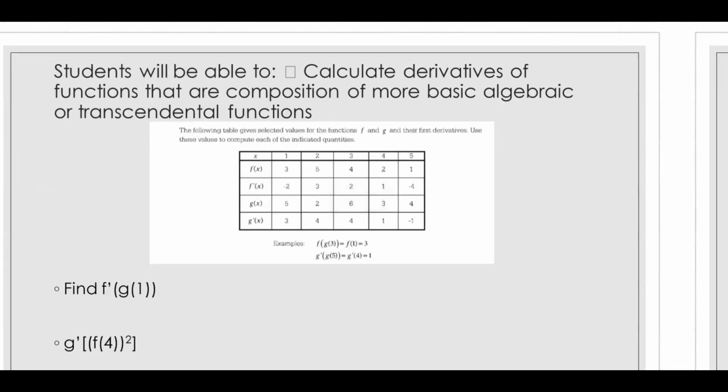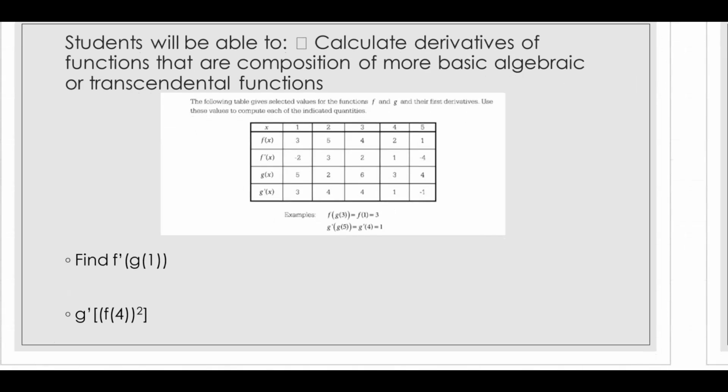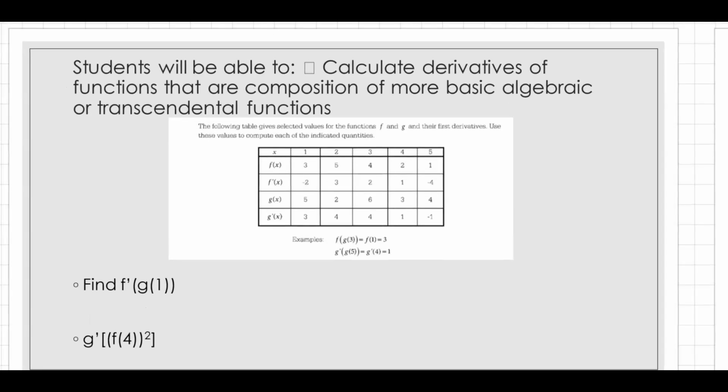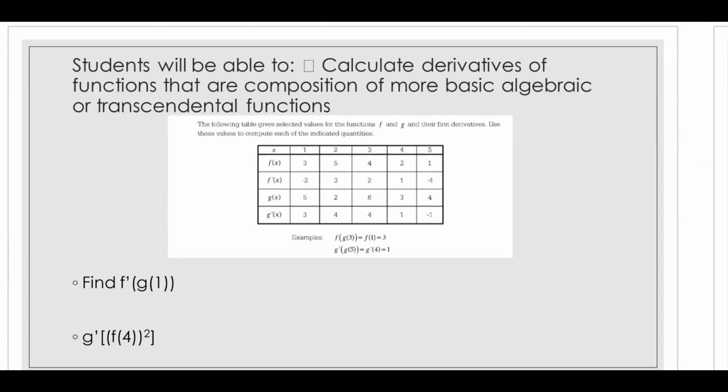So this is where you're going to see your table. And again, a lot of the table questions used to be multiple choice, and it's really difficult and challenging to know what they are going to do with you. So basically this says find f prime of g of 1.